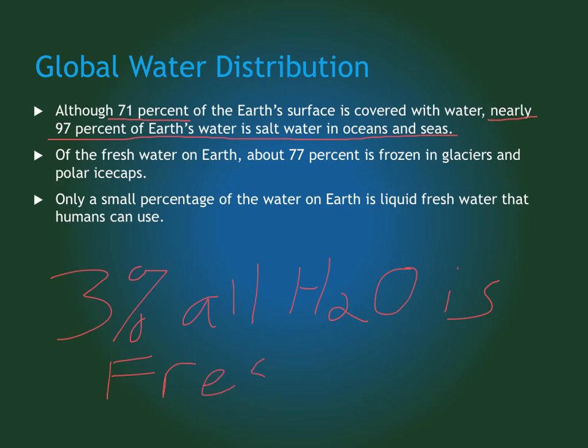That 3% is fresh water. Of that, over three-quarters is frozen in glaciers and polar ice caps. And when it melts, it often adds into the salt water, because a lot of the polar ice caps are over areas like Greenland and Antarctica, and the ice melts and flows right into the oceans, which just makes it salt water. So only a small percentage of the water on Earth is liquid fresh water. It's kind of a big problem since we need the fresh water.